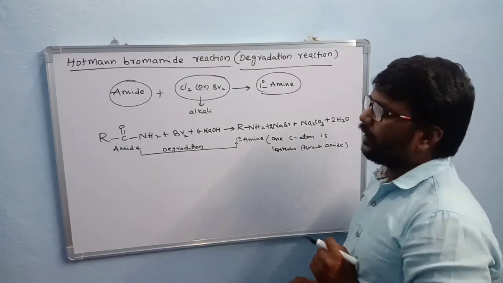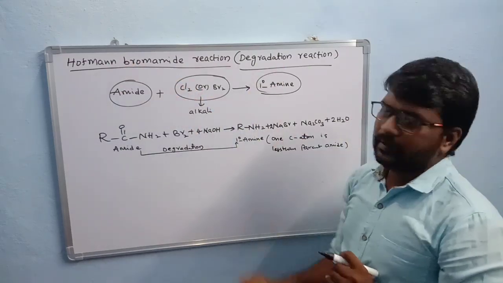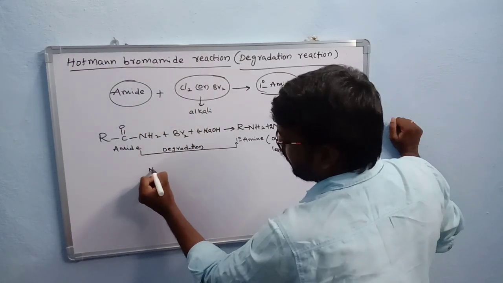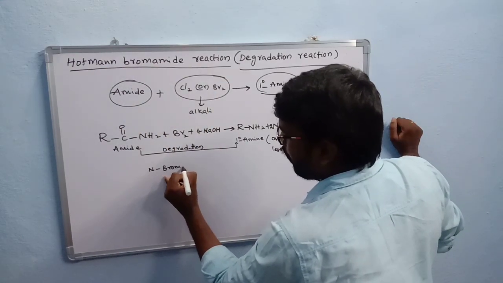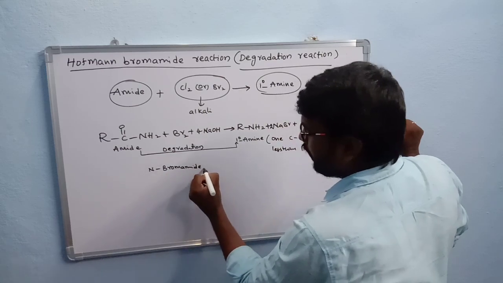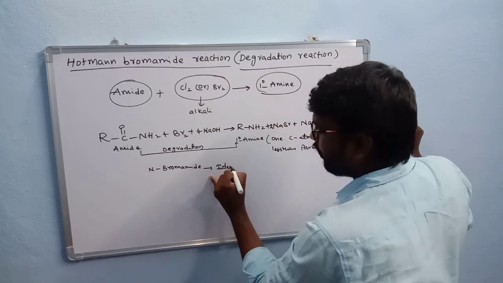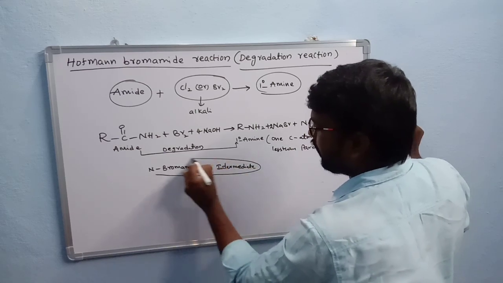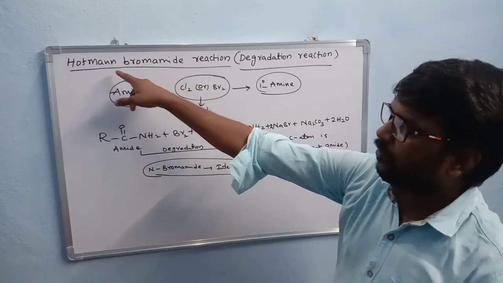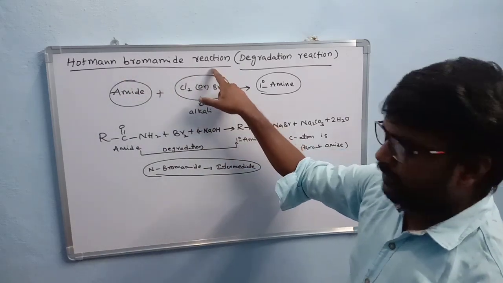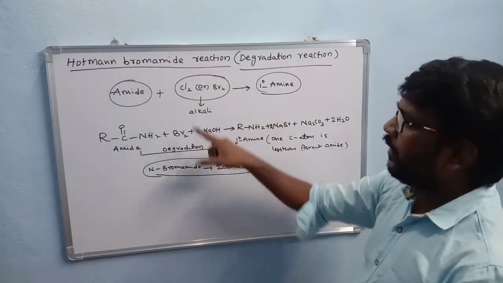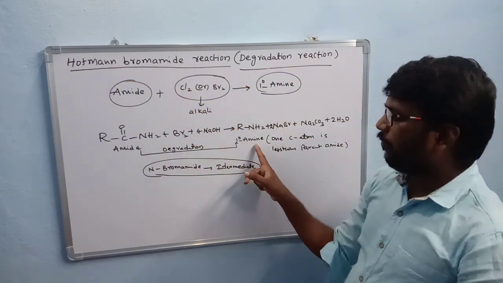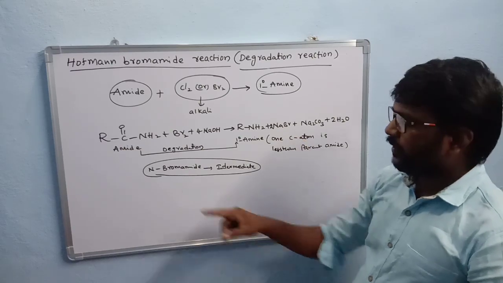That's why it is called the Hoffman degradation reaction, and it is called the Hoffman bromamide reaction because in this reaction N-bromamide is present as an intermediate. We will see this in the mechanism. That's why this reaction is also called the Hoffman bromamide reaction, because here bromamide is an intermediate, and it is also called the Hoffman degradation reaction because we get amines with one carbon atom less than the amide.